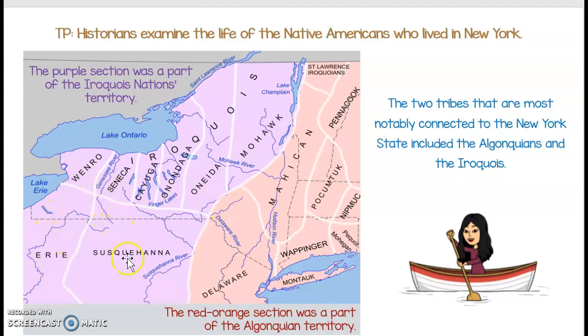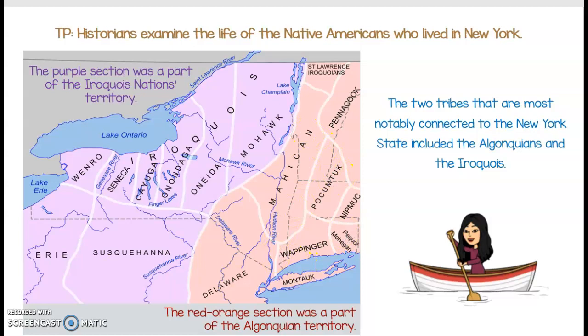And if you see these names and these white divides, these were part of the tribes. So these were the different tribes of the Iroquois. And the white part showed the divide in the territories. Same thing with the red-orange section, the Algonquin territory. These were the tribes that belonged to the Algonquin.